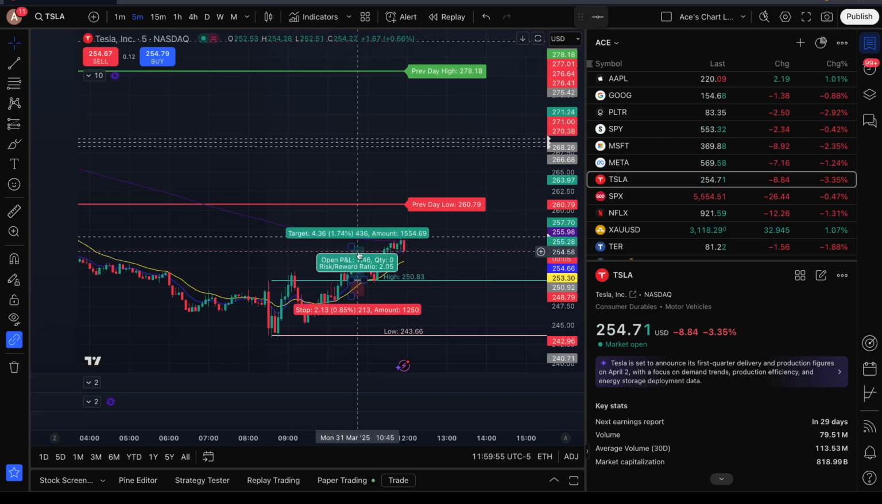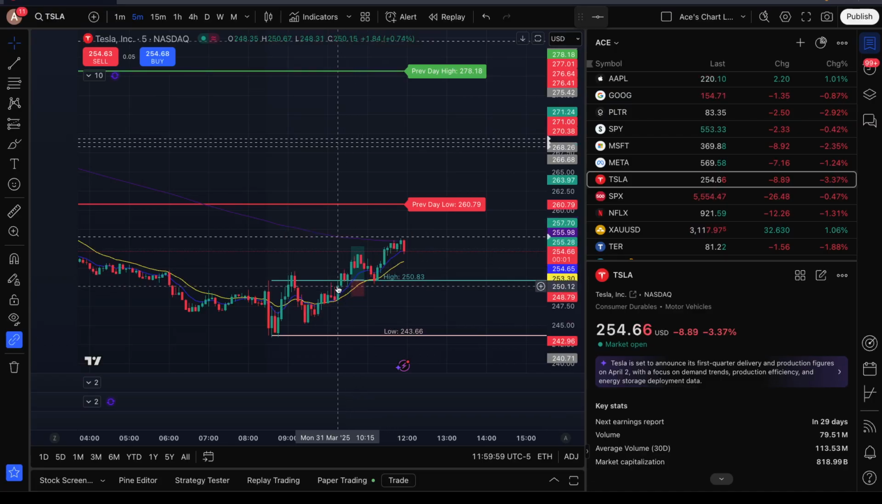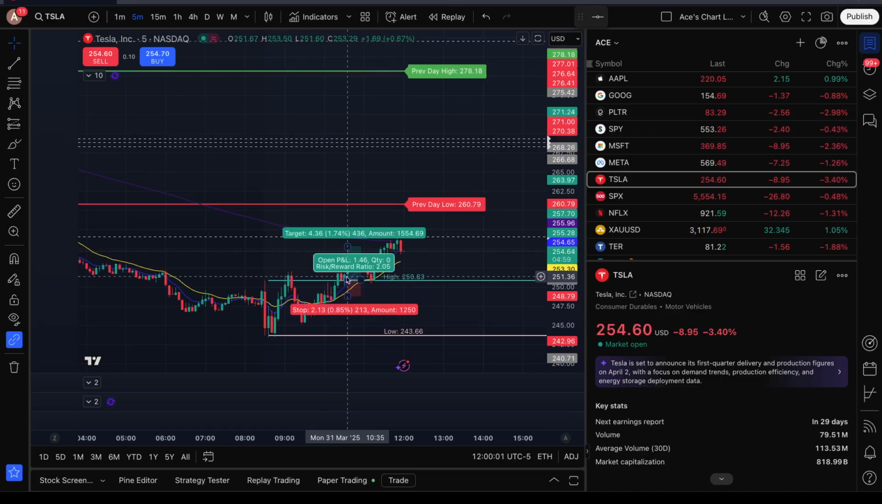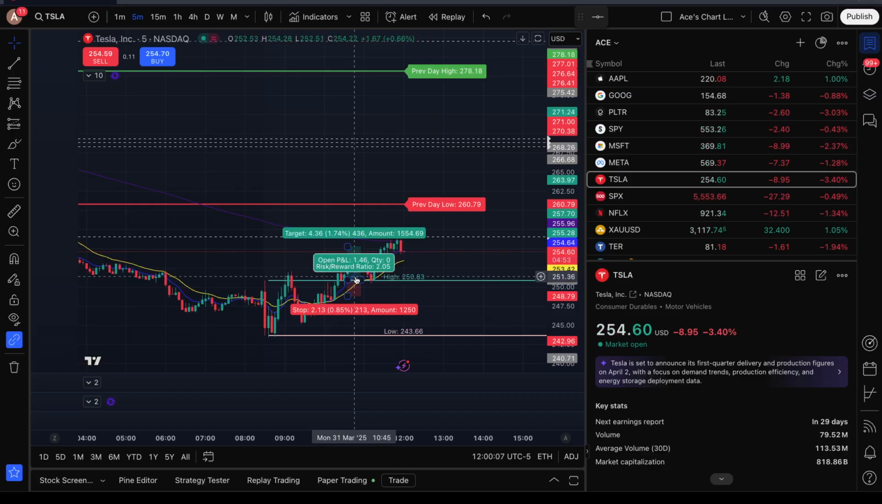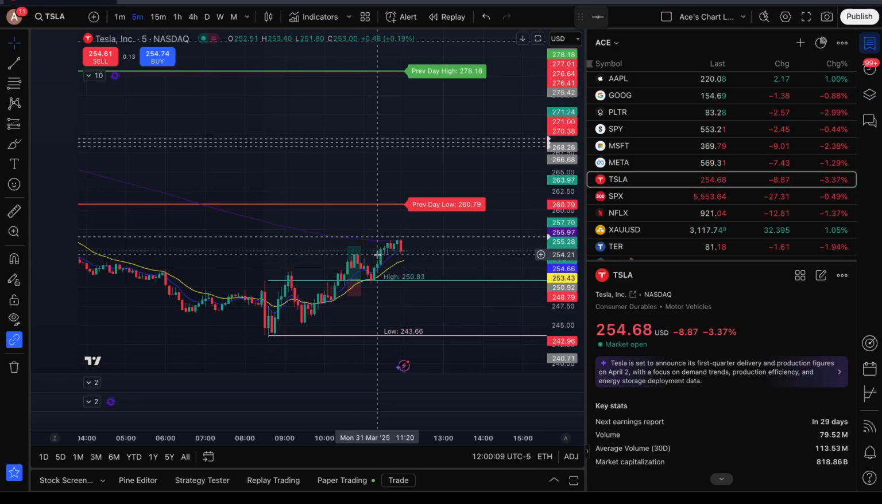We didn't actually hit the target of 255.31 just yet. Not during this first retest. Okay. Not after the first retest. But what we did do is we did come to as high as 254.28. But then we started to pull back. And so I put in a trailing stop loss.